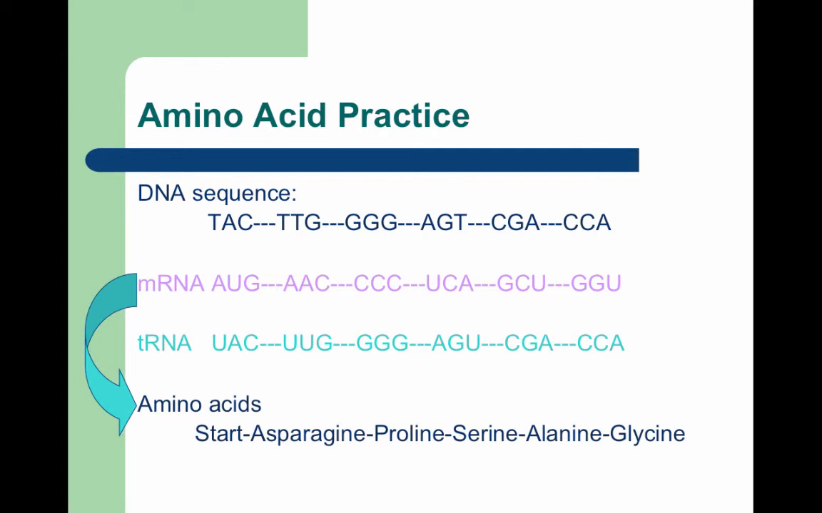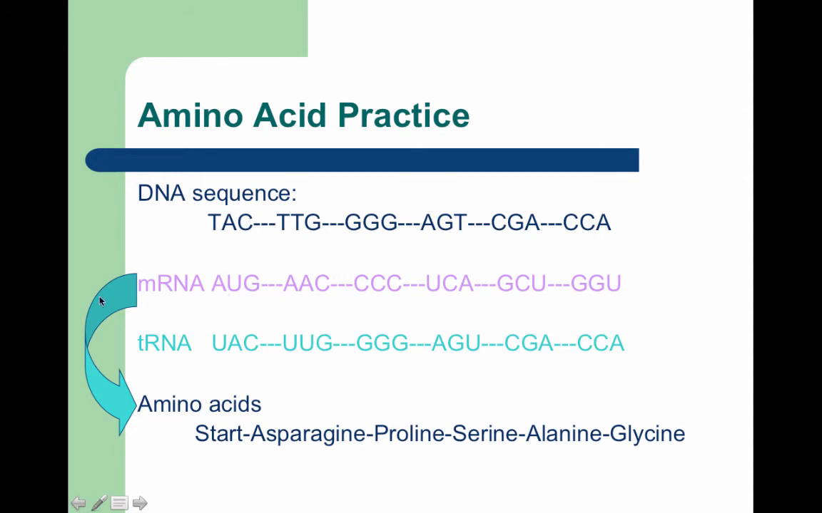So here's another one I've already done for you. The DNA sequence we have right there at the top, we have our mRNA and we have our tRNA. From the mRNA strand, we get the amino acids, not the tRNA strand. The tRNA strands only carry them. Those are the anticodons. We translate the codons, not the anticodons. So you're translating the mRNA strand.